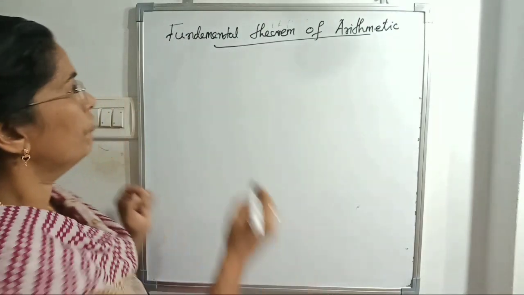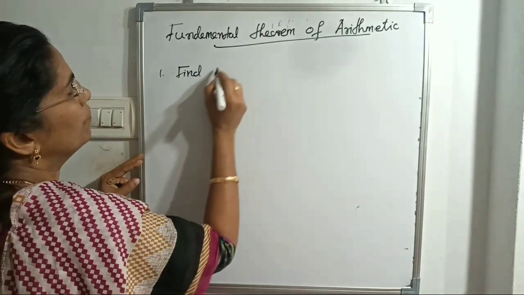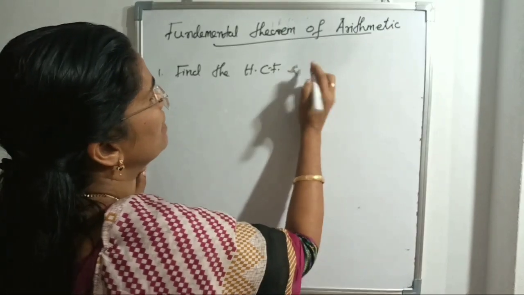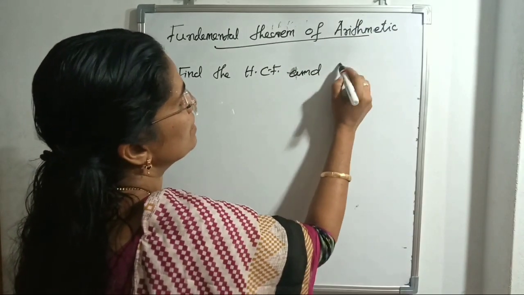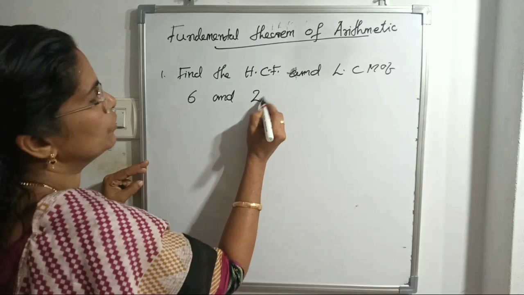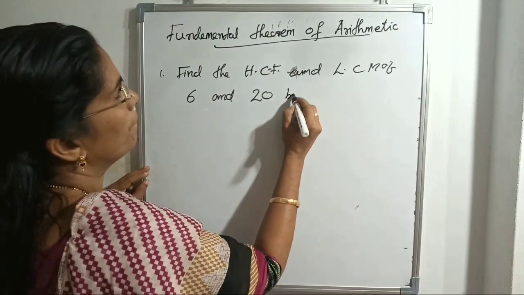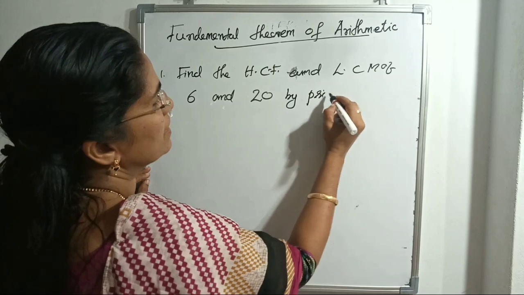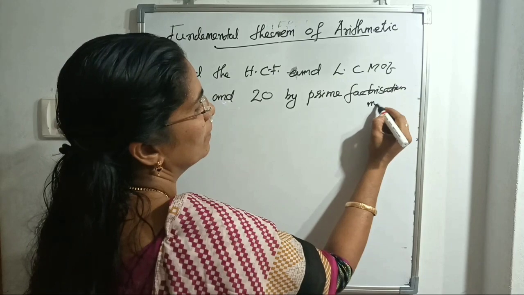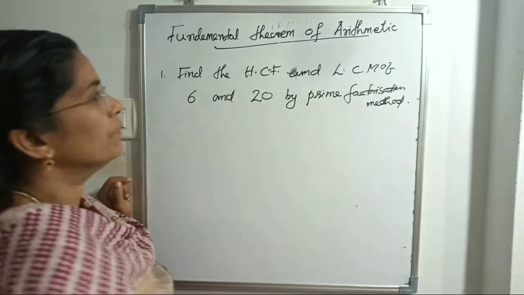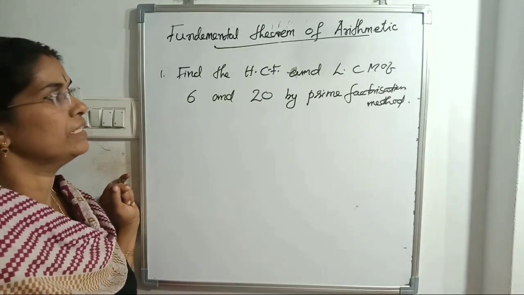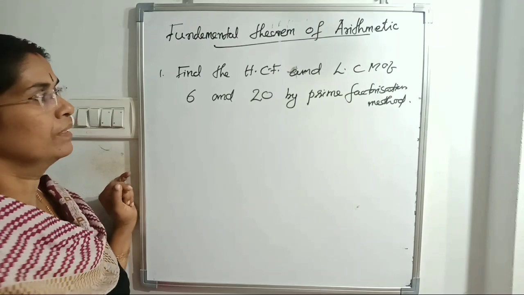The first one, find the HCF and LCM of 6 and 20 by the prime factorization method. Okay, how can we find the HCF of 6 and 20 and the LCM of 6 and 20 by the prime factorization method? It is very simple.